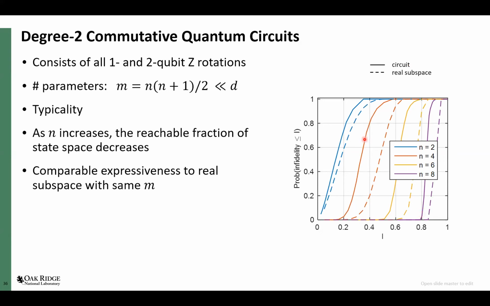For comparison, these are the plots for if your circuit made a real subspace with the same dimensionality as the set of states from these commutative quantum circuits. And those are shown with the dashed lines. And you can see it has a similar behavior. So roughly speaking, these 1 and 2 qubit commutative quantum circuits have about the same expressiveness as a real subspace with the same dimensionality.